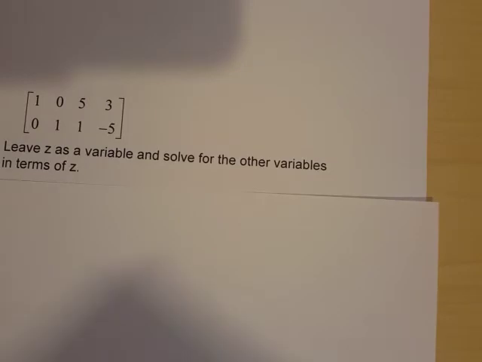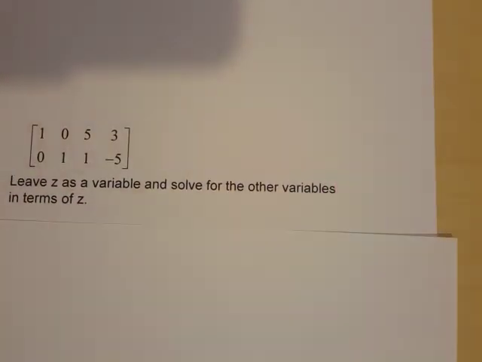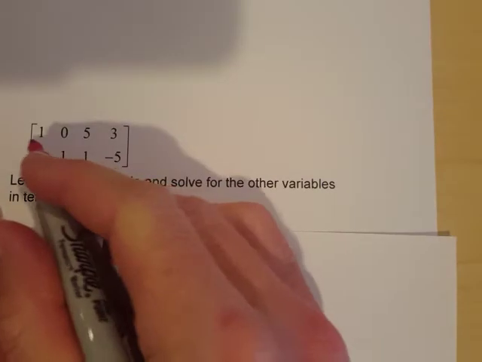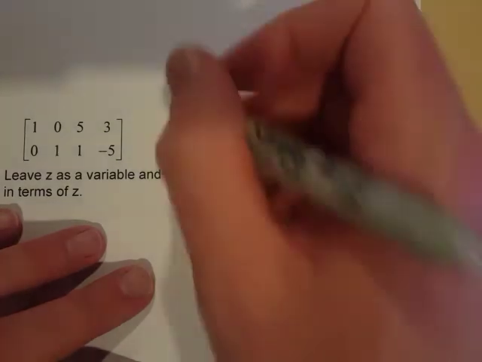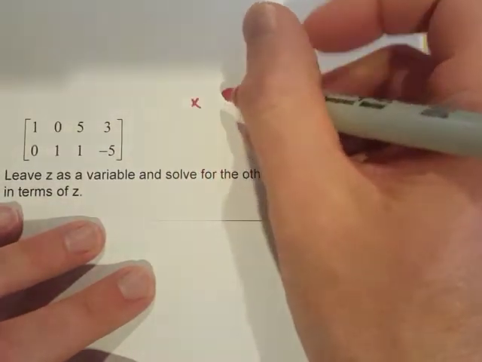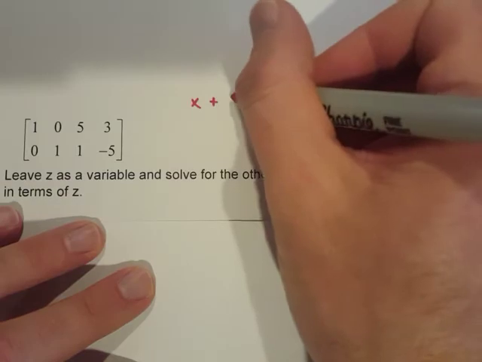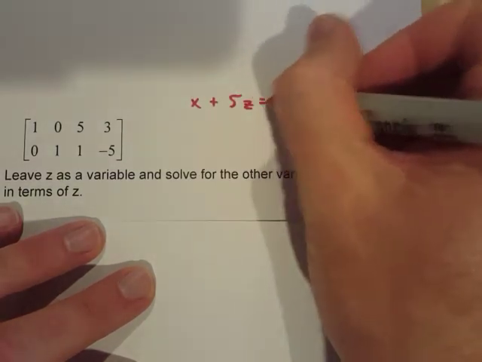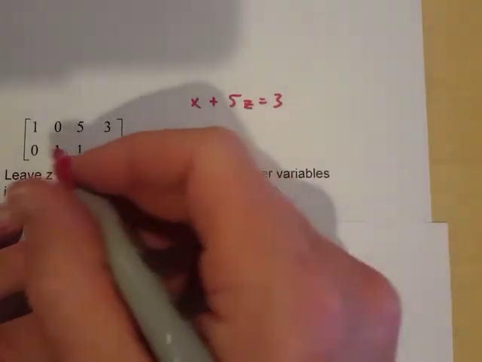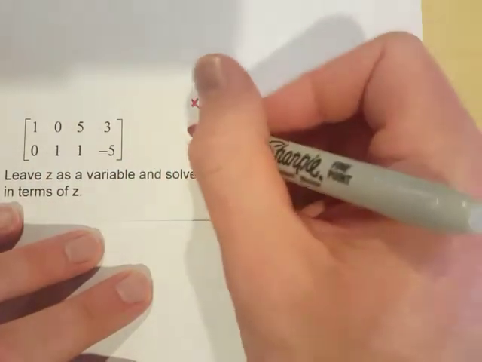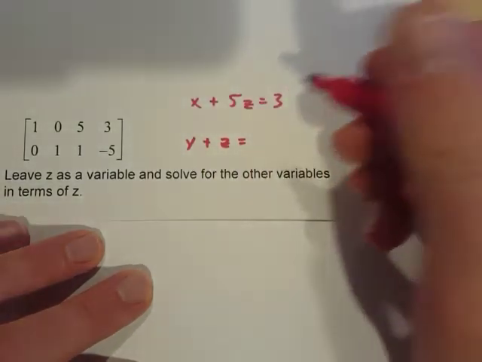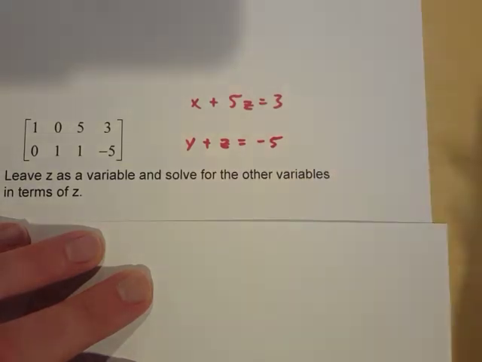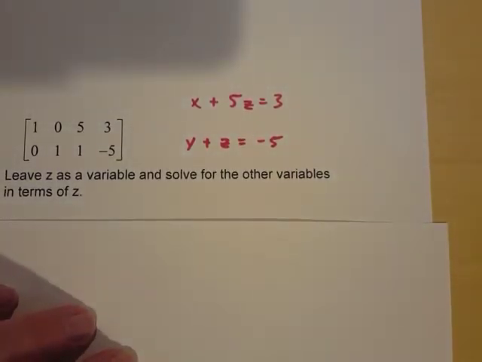So here is my matrix yet again. Let's rewrite this as an equation. That means x plus 0y plus 5z equals 3. This second row means 0x plus 1y plus 1z equals negative 5. So those are our two equations.